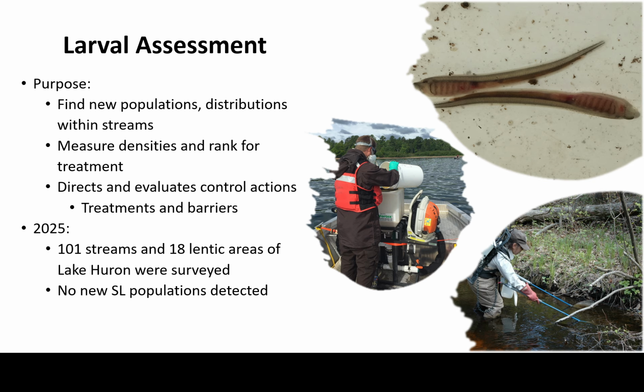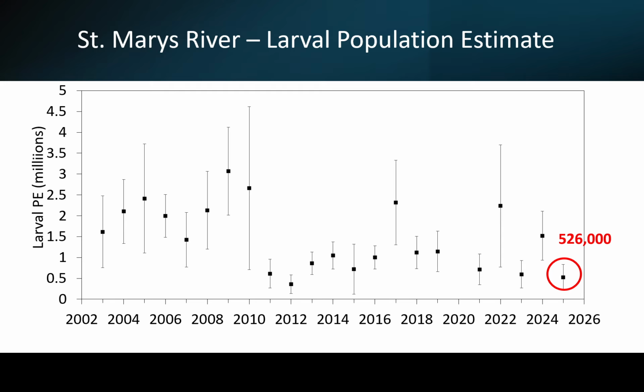Last year, there were 101 streams and 18 lentic areas of Lake Huron that were surveyed, and no new sea lamprey populations were detected. Controlling the larval population in the St. Mary's River is critical to the sea lamprey control in Lake Huron. Since 2012, around 300 hectares have been treated annually in the St. Mary's River. Monitoring and control of the St. Mary's River larval population continued in 2025, and the 2025 post-treatment population estimate for the whole river was just over 500,000 larvae.